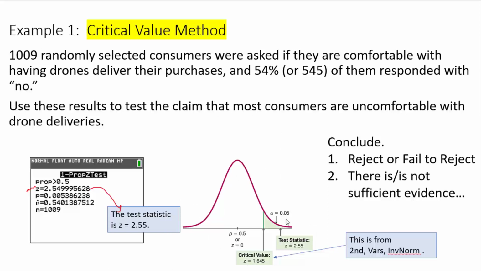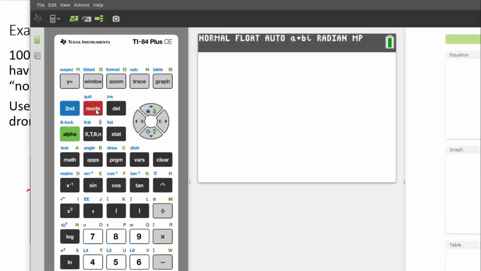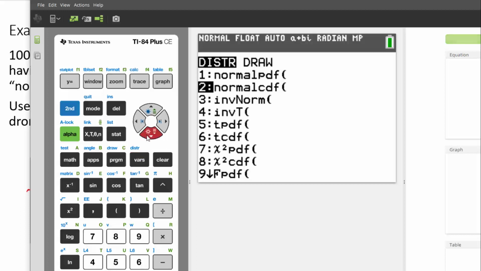What happens is that instead of comparing it to alpha, which we did before, we want to compare it to the z value that goes with that alpha. Now they're related. The critical value that corresponds to an alpha of 0.05 in a right-tailed test is 1.645. And if you'll follow this little arrow out, we've done this before. This happened when we were talking about the binomial distribution, but you get that critical value from second, vars, inverse norm. If we go second, vars, inverse norm, which is option 3.